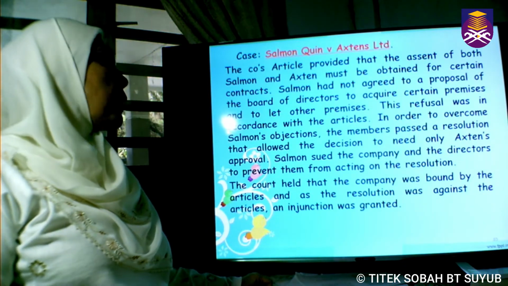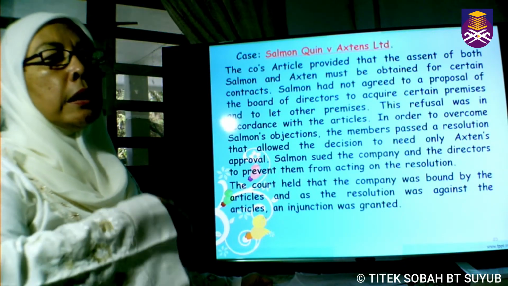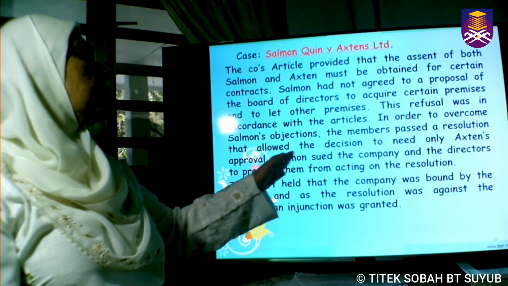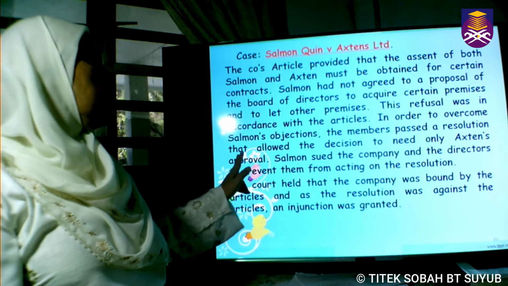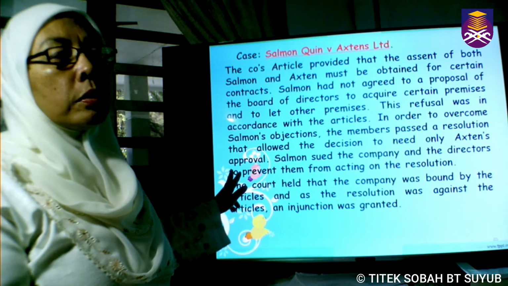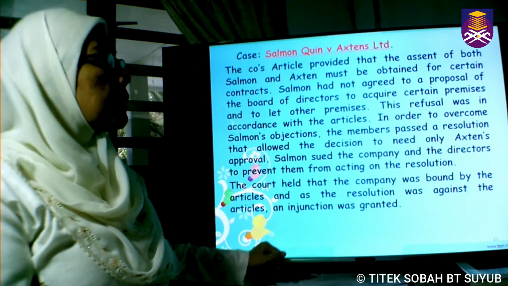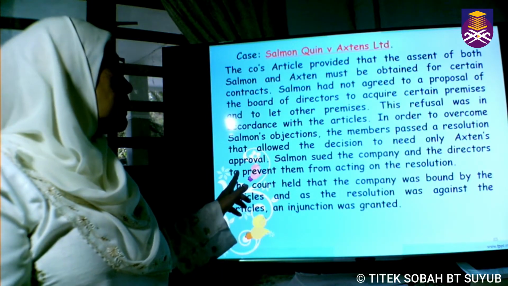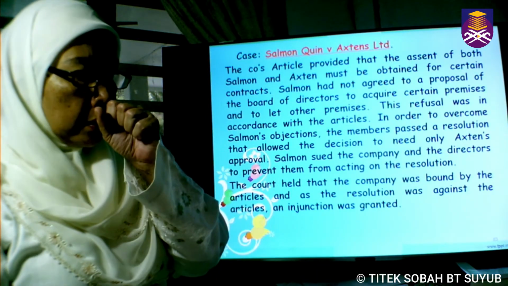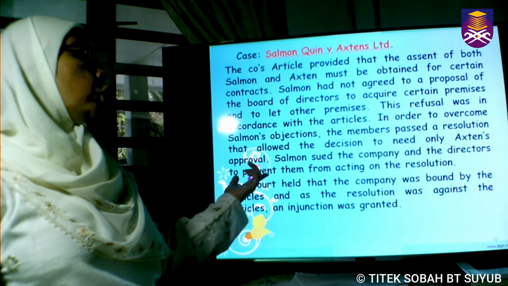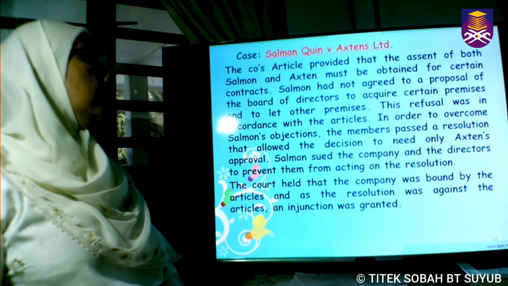So in order to overcome Salmon's objections, all the other directors and the members were not happy with this, so what they did, they passed a resolution allowing the decision of Axtens alone. Tak payah Salmon pun tak apa, kita gunakan Axtens saja. Kita gunakan satu resolusi mengatakan perlu keputusan Axtens alone. So now, of course, Salmon was very angry with this, so he sued the company and the directors to prevent them from acting on the resolution.